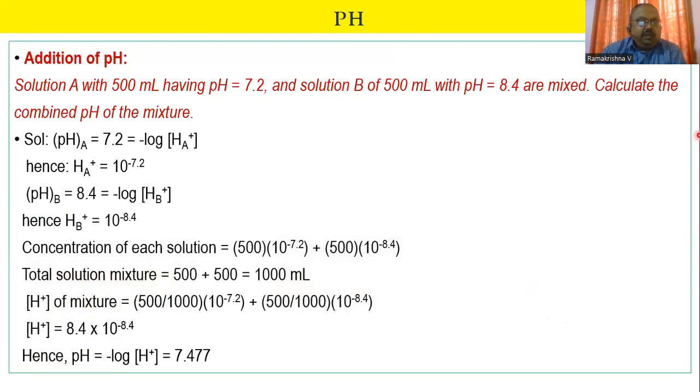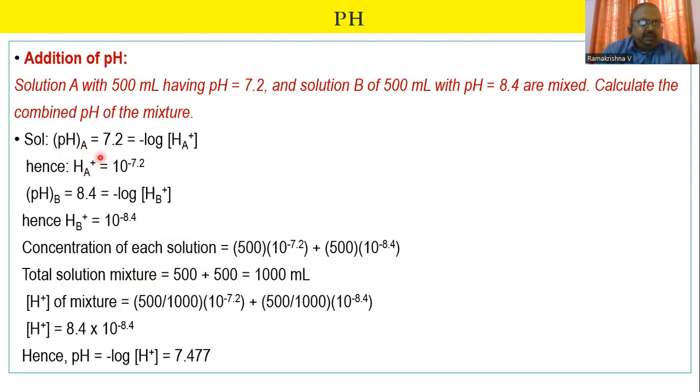So now we'll take up a small calculation. Two water samples having pH of 7.2 and 8.4 are mixed. They have 500 ml and 500 ml volume. So what is the combined pH? Now we go with the definition.